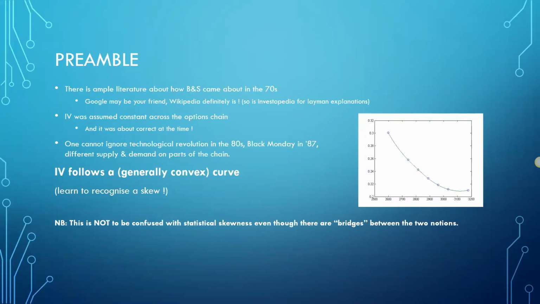As an introduction, you probably know that when Black and Scholes came around in, I think, '73, the assumption was, of course, a geometric Brownian motion and a flat IV across the chain. And things have changed for many reasons: technology, the 1987 crash. But that said, before then, it was correct. So something has changed in the ecosystem. And also the volumes and the electronic trading in the 90s. So a lot of things have changed.